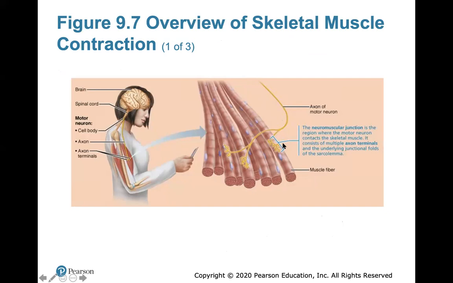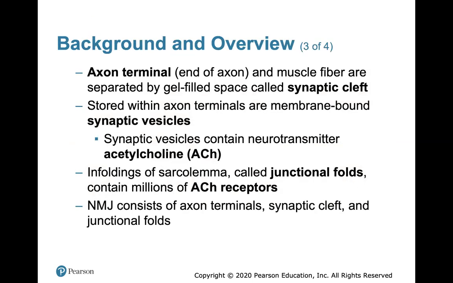And again, the neuromuscular junction is just the region where the motor neuron contacts the skeletal muscle. It will consist of multiple axon terminals from that nerve and the underlying junctional folds of the sarcolemma. So the axon terminal and the muscle fiber are separated by a gel-like space called the synaptic cleft, and stored within the axon terminals, or the end of that nerve axon, will be membrane-bound synaptic vesicles that contain the neurotransmitter acetylcholine. We have infoldings of the sarcolemma called junctional folds, and they will contain millions of acetylcholine receptors.